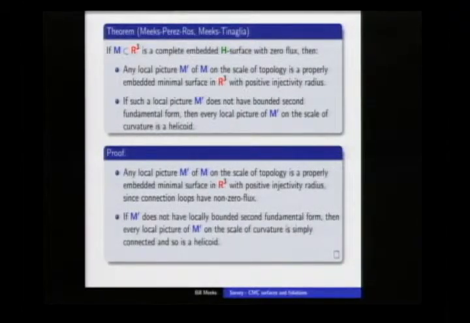So the only thing that's left: we get this properly embedded surface with injectivity radius function bigger than or equal to 1 at the origin. Now, if it doesn't have bounded second fundamental form, locally in space, it looks like a disk. The only rescalings of it are helicoids. And remember, we can't get a helicoid in the isometry problem.